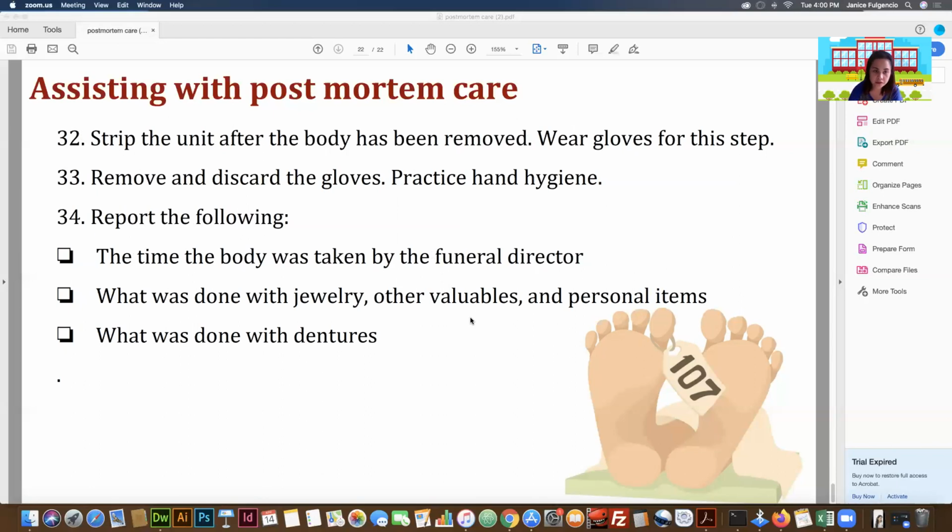Wear gloves for these steps. Remove and discard the gloves, practice hand hygiene, and then report the following: first, the time the body was taken by the funeral director; what was done with jewelry or other valuables; and what was done with the dentures. So these are the things we need to do during postmortem care.